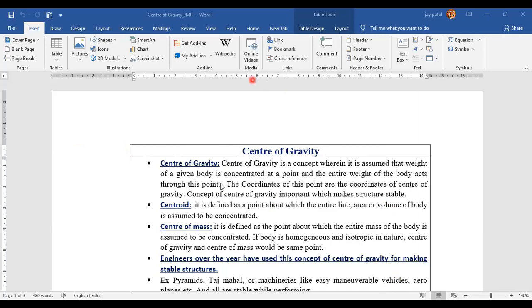Please confirm in the chat box. Just read the definition carefully. Don't read the definition just for the sake of reading. Just try to understand this definition.